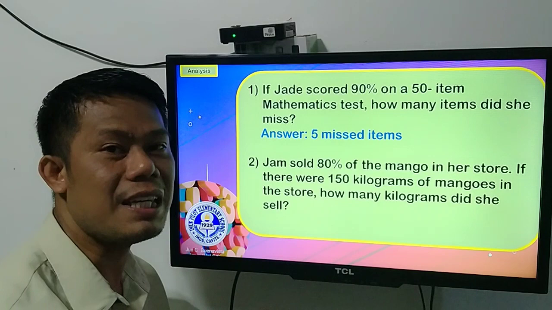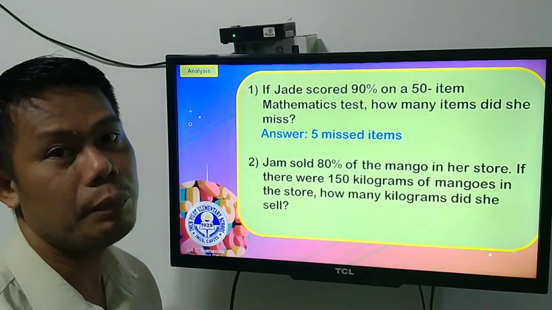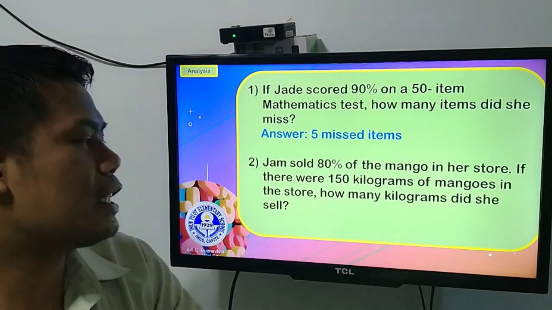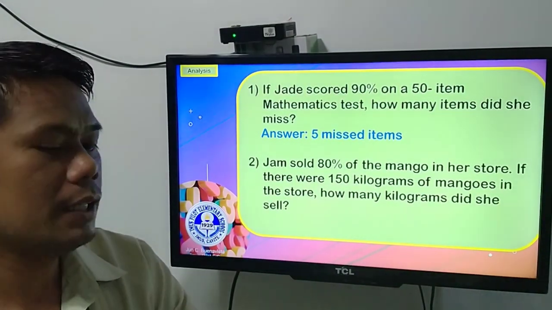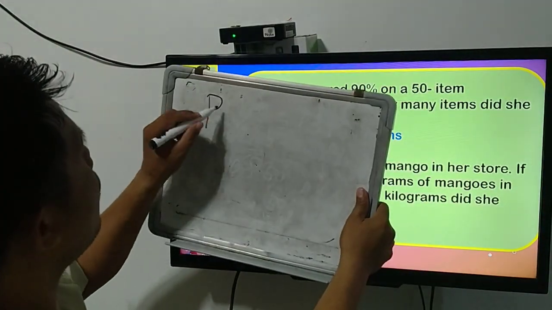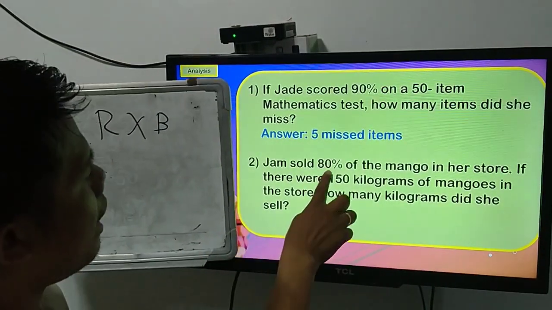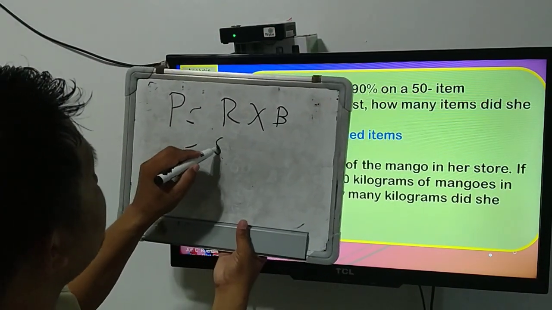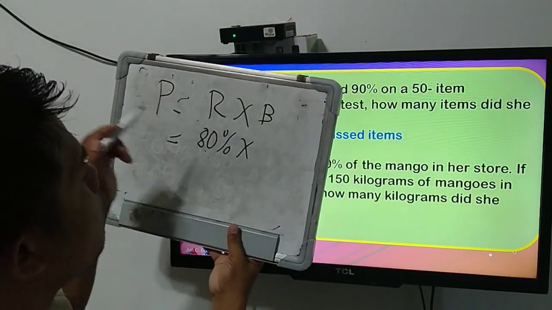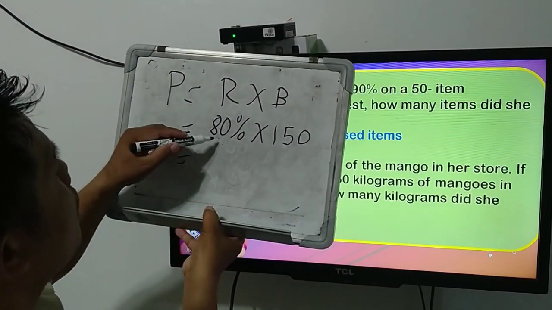So this type of problem is a routine problem, because basically only one operation is needed. And that is, we are going to find the percentage. Okay, so again, we're going to start with the formula. P equals rate times base. What is our rate? We have 80%. So 80% times, what is our base? 150 kilograms. 150 kilograms.